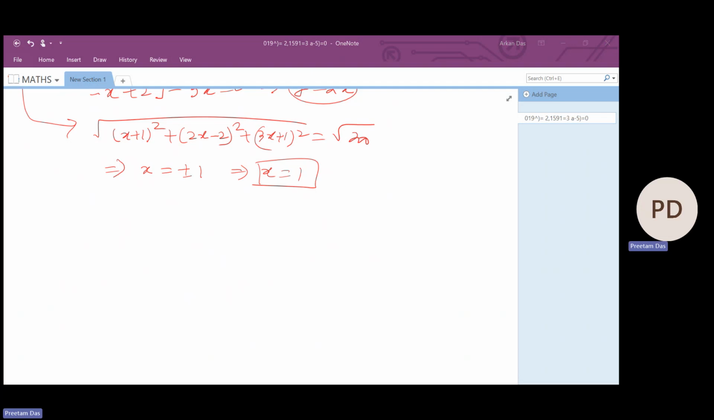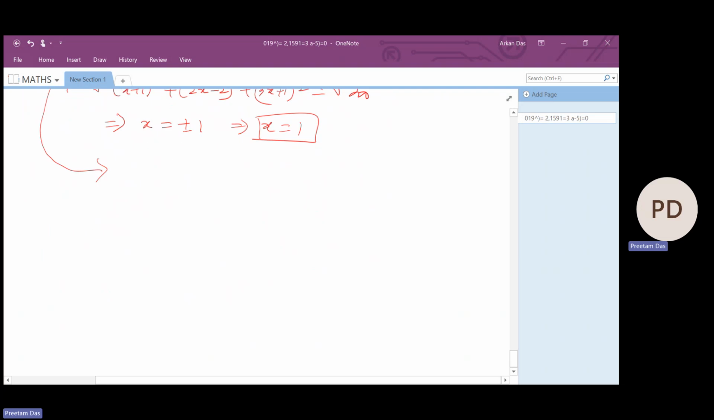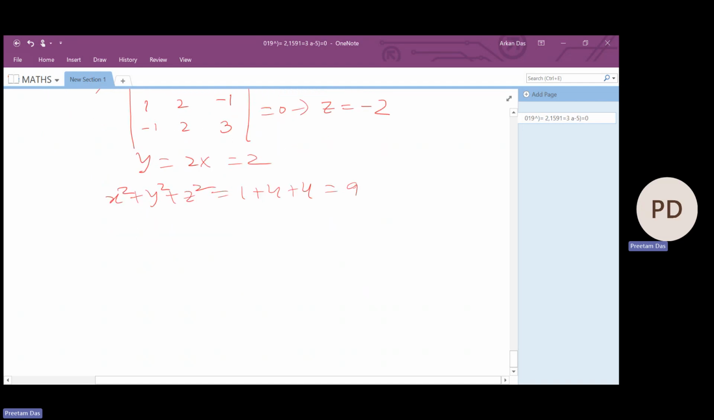Again, you have to use this third one, this one. So this one means the determinant. So 3z minus 7, 1, 2 minus 1, minus 1, 2, 3 equal to 0. You have to solve this and you will get the value of z as minus 2. What will be y? 2x. So 2. So what will be x square plus y square plus z square? 1 plus 4 plus 4, which is 9. Correct option B.